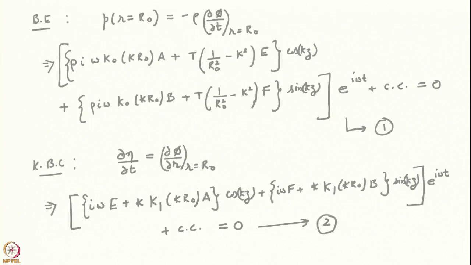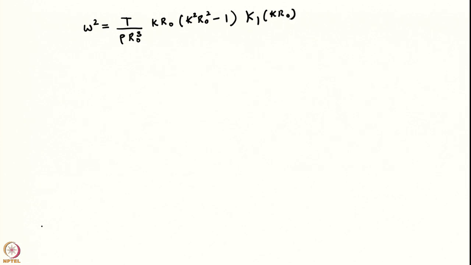So, the final dispersion relation looks like omega square is equal to T by rho r 0 cube into k r 0, k square r 0 square minus 1, into K 1 of k r 0 divided by K 0 of small k r 0. You might be wondering, why didn't the extra minus sign that we got make a difference to the dispersion relation?